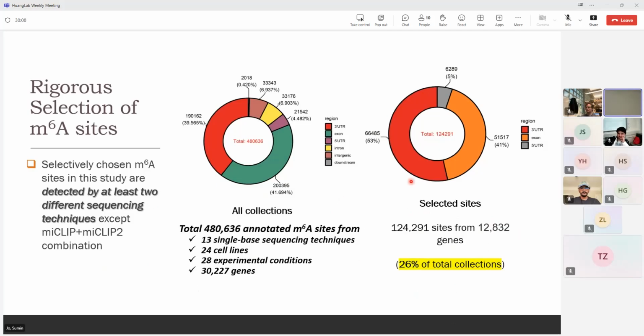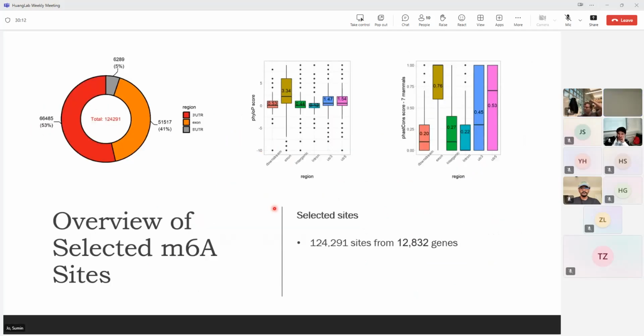to map these sites to the m6A peak region. If we briefly overview the selected sites, the overall regional proportion across gene regions is pretty much similar. What we know is more enriched in the 3' UTR region, and their regional distributions are pretty much similar.